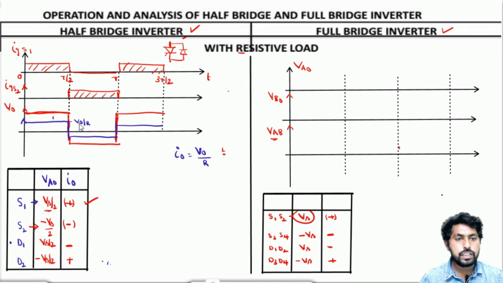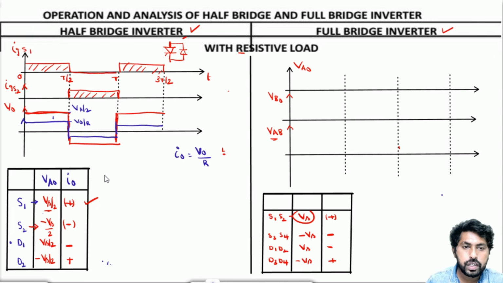So that is Vs by 2R, and this magnitude will be Vs by 2 and minus Vs by 2. If I apply the Fourier series for the output voltage, we have derived the Fourier series expression for the square wave. So V0 equals sigma n equal to 1, 3, 5 to infinity 4 into, here the amplitude will be Vs by 2.